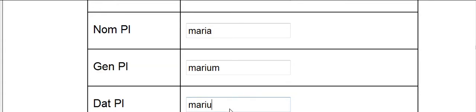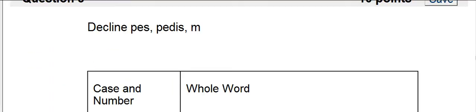Nominative plural is maria with an IA. Since it is an I stem, it has a genitive plural of IUM, marium. Maribus. And again, neuter law. The accusative is going to be the same as the nominative, maria. And then maribus. Our next is going to be pes, pedis.